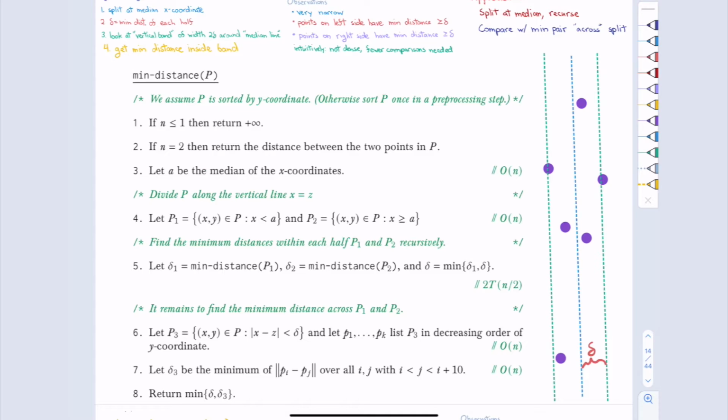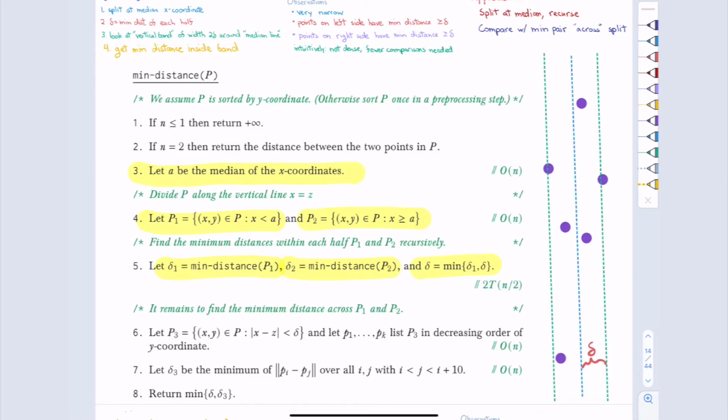Okay, so we've already discussed. Let's get the median x coordinate. Let's divide the point set in half, P1 and P2. Okay. Let's recurse. Get the 2 point sets. Well, let's get the minimum. That should be delta 1 and delta 2.